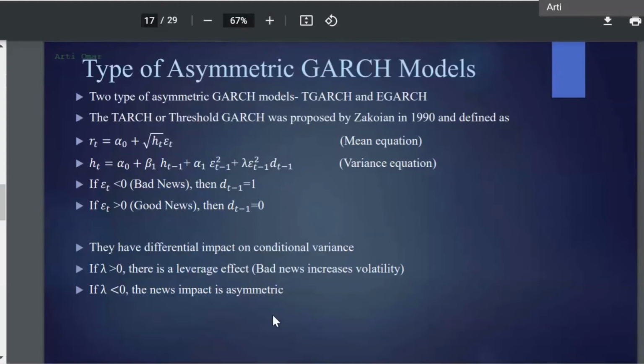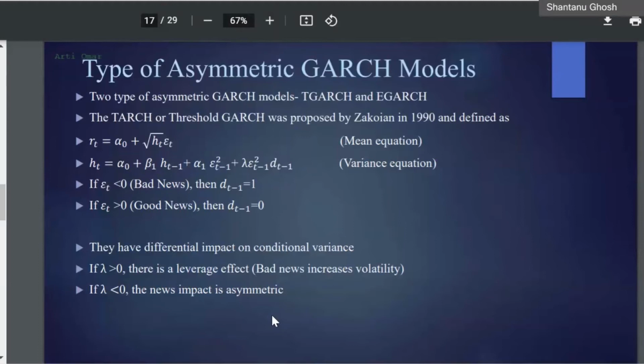Madam, can we say that lambda is a representation of the market sensitivity? No, market sensitivity is a different thing. That's the beta. It means the market reaction. Because if we just assume that lambda is zero, the whole model is GARCH 1-1.